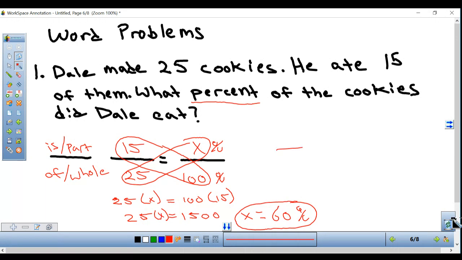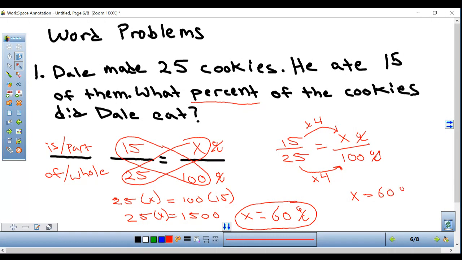If I wanted to set this up as cross products, or I'm sorry, not cross products, but factor of change, I'm looking for a relationship between some of my numbers. The relationship from 15 to 25, trying to find multiples may be a little hard, but one that should stick out is 25 to 100, quarters. How many quarters are in $1? Well, 25 times 4 gives me 100. So 15 times 4 will give me 60. Once again, x is going to be 60%. Should get the same answer both ways.